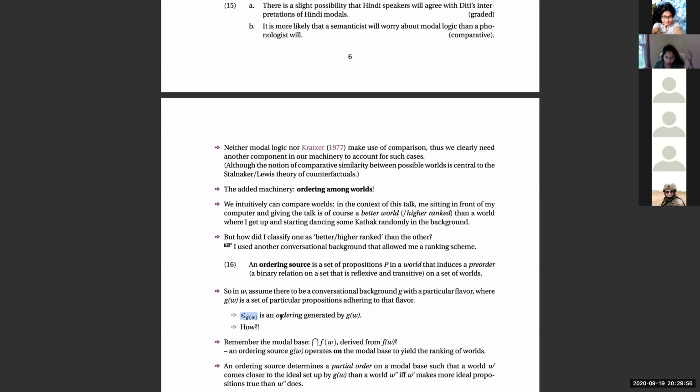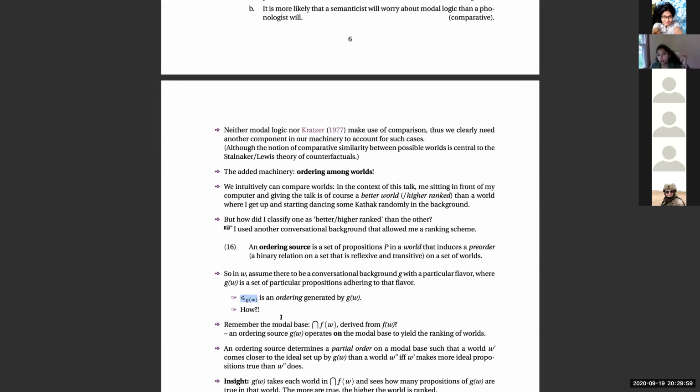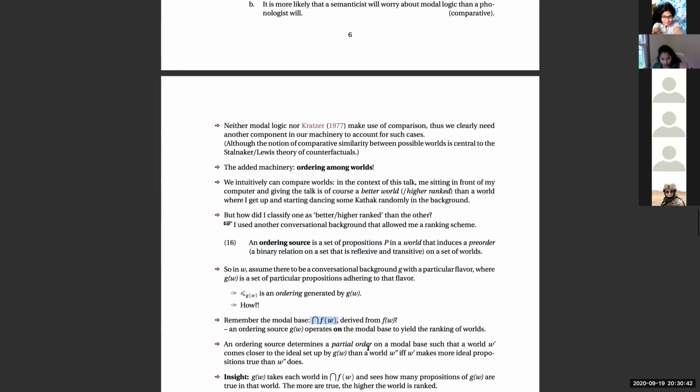So how does that order come out? You have to bring in the modal base to get the ordering, because what else will you order? You need a set of worlds that you want to order. Where will you get that set of worlds? That's the modal base. An ordering source, GW, operates on the modal base to yield a ranking of worlds. Remember, GW is a set of propositions, just like FW. This set of propositions will look at this modal base and yield a ranking of worlds.